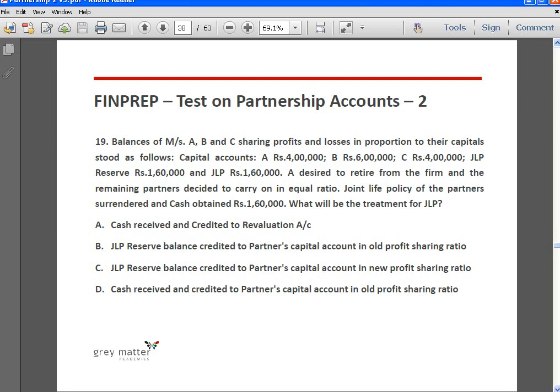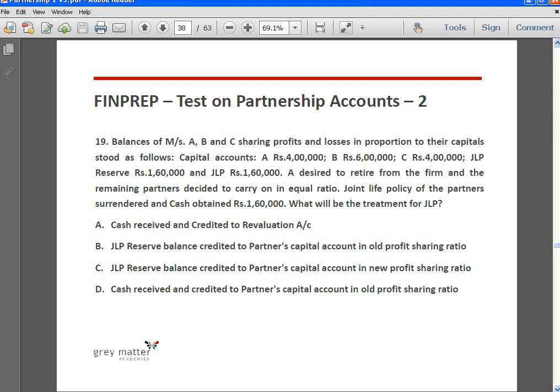Balances of Messrs A, B and C sharing profits and losses in proportion to their capital stood as follows. Capital accounts: A 4 lakhs, B 6 lakhs, C 4 lakhs. JLP reserve is 1 lakh 60, JLP is 1 lakh 60. A desired to retire from the firm, and the remaining partners decided to carry on in an equal ratio. JLP of the partners surrendered and cash obtained is 1 lakh 60. What will be the treatment for JLP?